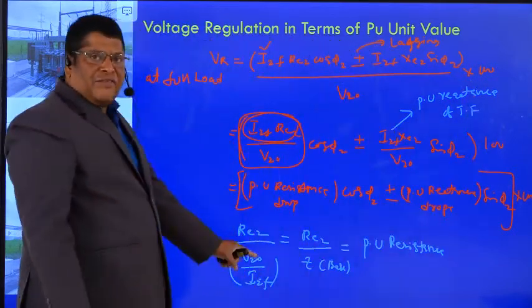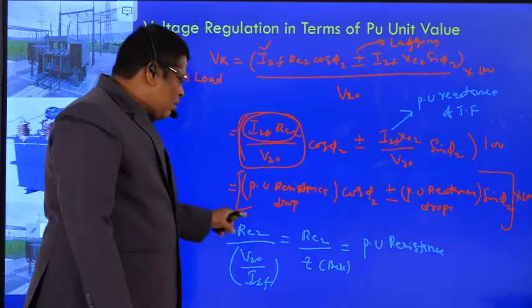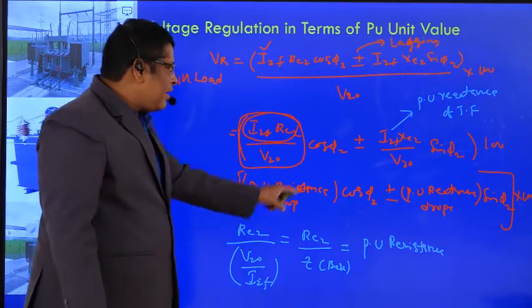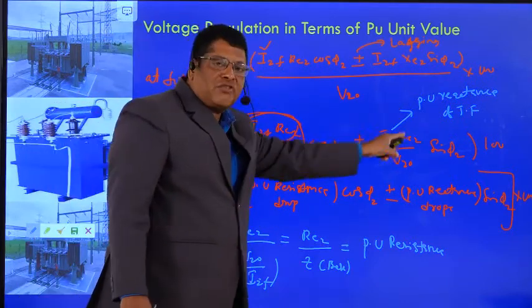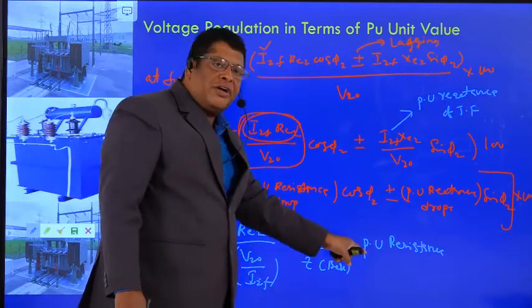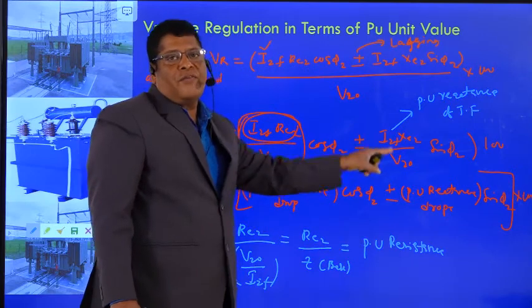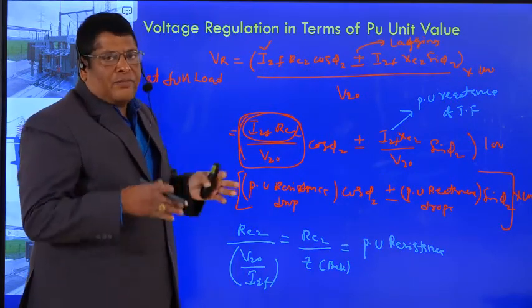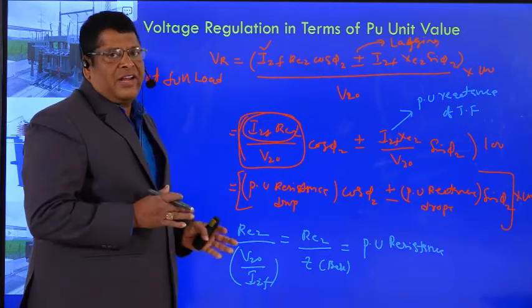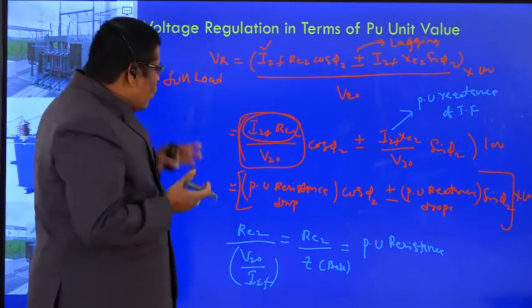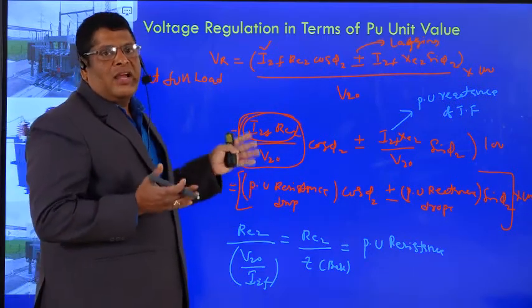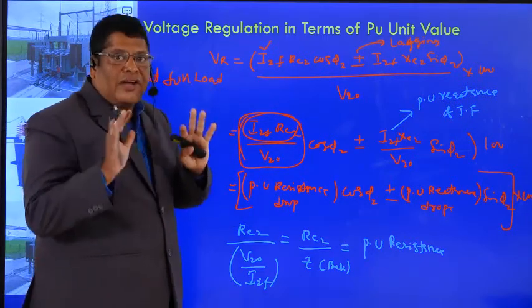Per unit resistance of a transformer is equal to per unit resistance drop of a transformer. In the same manner, per unit reactance of a transformer is equal to per unit reactance drop of a transformer. If the per unit resistance and reactance are given, then we can also find the voltage regulation of a transformer, at full load only.